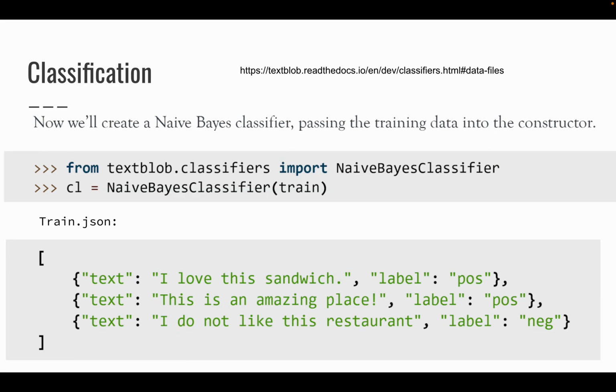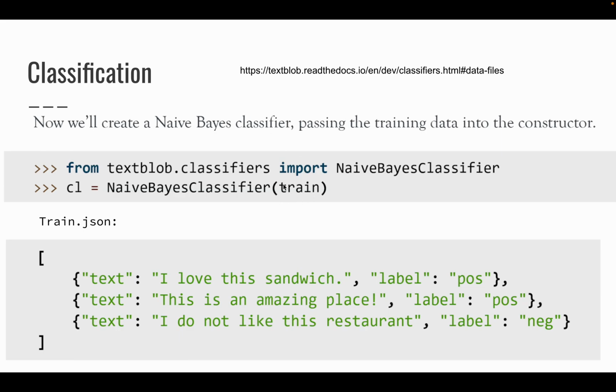So next I'll be talking about classification, and this is from the official TextBlob documentation, which you can check out at this link if you'd like. You can do many things with classification in TextBlob, but for my example, I'm going to be creating a naive Bayes classifier.